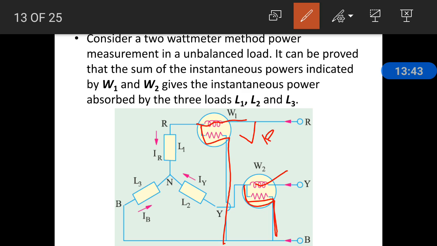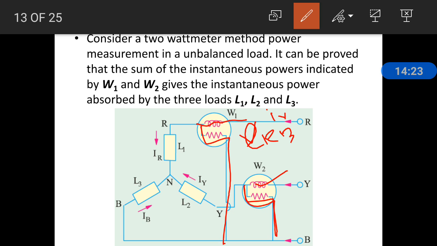VRB here is the voltage, ERB, and it measures the current IR. Clear? So it is a multiplication of the instantaneous values. In the second module we calculated power, equal to V into I, the instantaneous value of V and the instantaneous value of I. We got the power as VI cos phi. So multiplication of instantaneous values gives power.